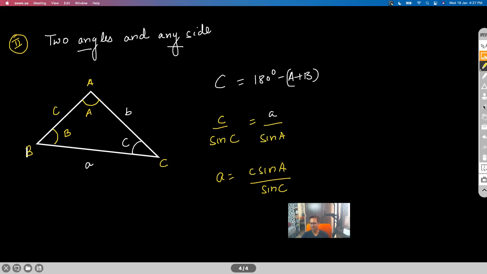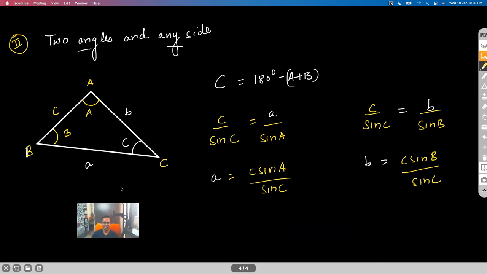Let me write it in white. As I already told you, this is our unknown, so I'll write it in white. Yes or no? Can we now find out from the same expression small b as well? Correct? So this is going to be b divided by sine B. So b also can be found out. So b will be c sine B upon sine C. Easy. Correct? Yes or no? So sine law is going to help us out. Nothing more to do here.